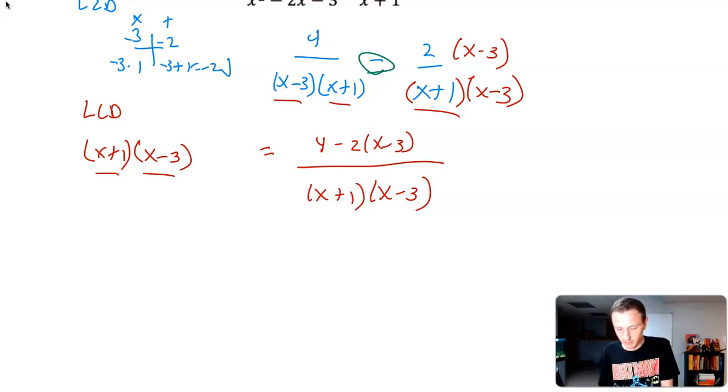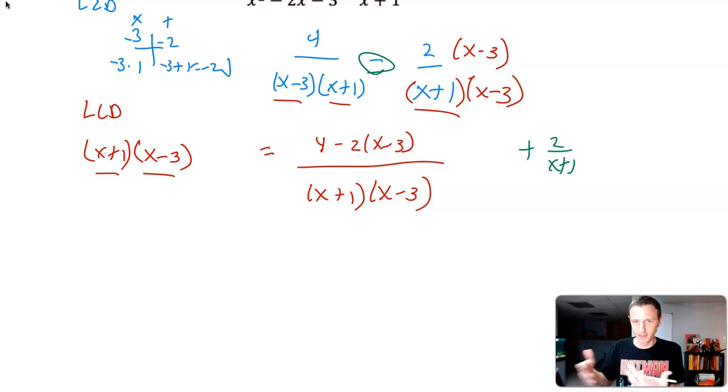If this was an addition problem, and I'm going to erase this, but if this was like plus 2 over x plus 1, and then you do your steps of x minus 3 and everything, you could accidentally get the correct answer and not really think about it because it's addition. Because it's positive 1 times 2, so you'd just be doing 2 times x minus 3. So 2 times x, 2 times -3. But here, since it's subtraction, really easy to miss that step.